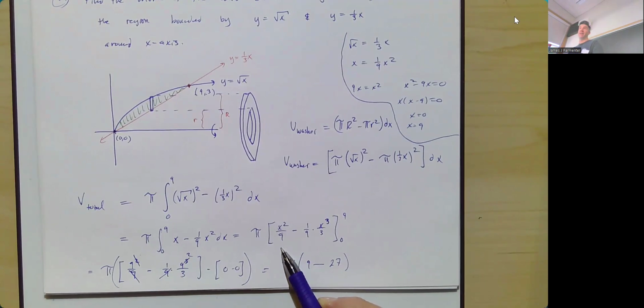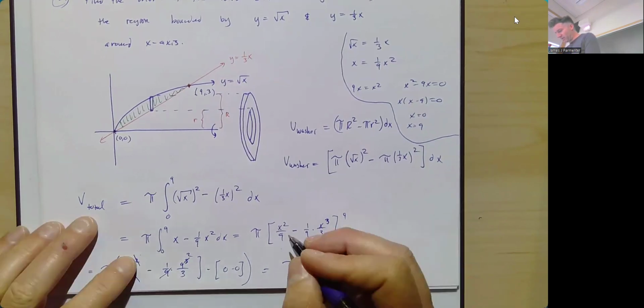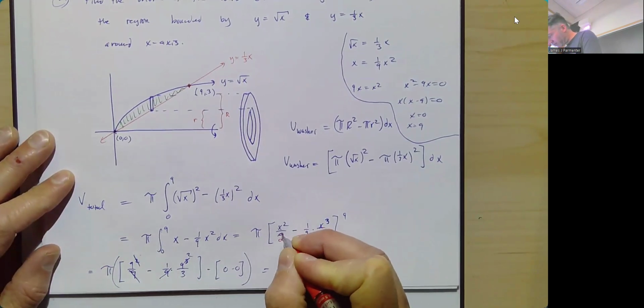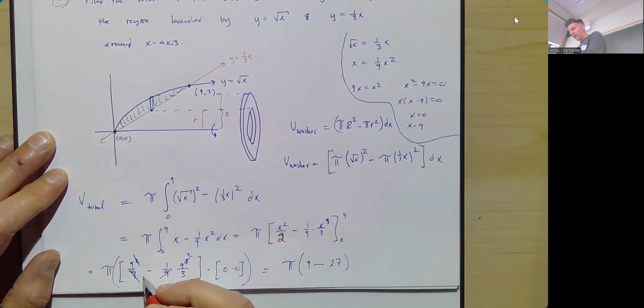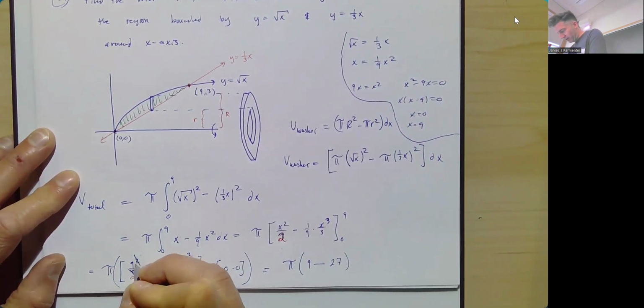What should I have gotten? What's the antiderivative of x to the first power? X squared over 2. I don't know where that 9 came from. Sometimes you just see all these 9s, you get carried away. Sorry about that. So this should have been x squared over 2, not x squared over 9. And then this should have been not 9 squared over 9, but 9 squared over 2. Nothing cancels there. So that really should have been 81 over 2.